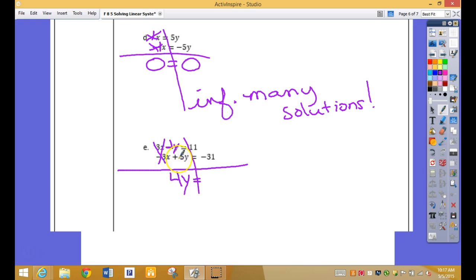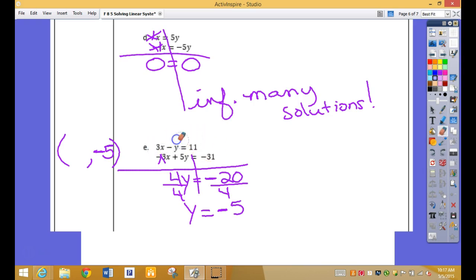4y. Negative 1 and a positive 5 is a positive 4y equals, and then we have a battle of the integers over here. Positive 11, negative 31, negative wins by 20, negative 20. So now we divide both sides by 4. Y equals negative 5. So we have that part of our ordered pair. The y's are negative 5. So now we got to go up here and use one of the equations. I want to use this top one.